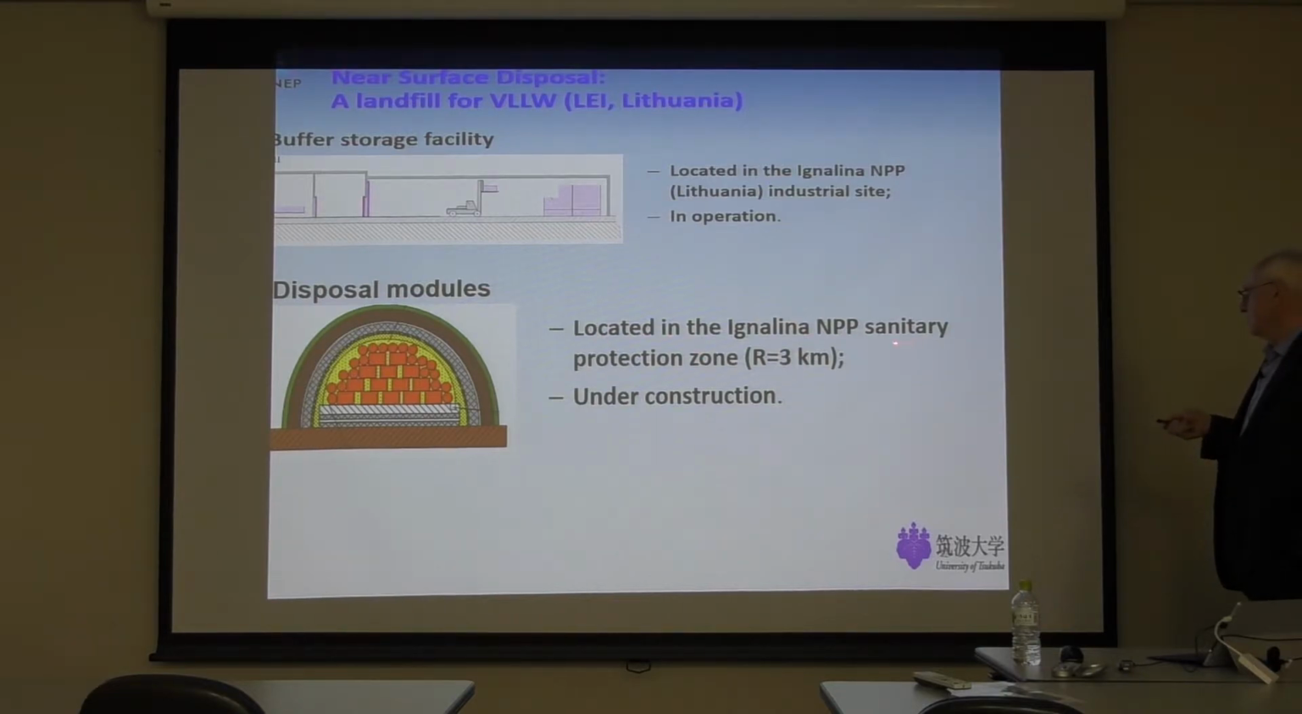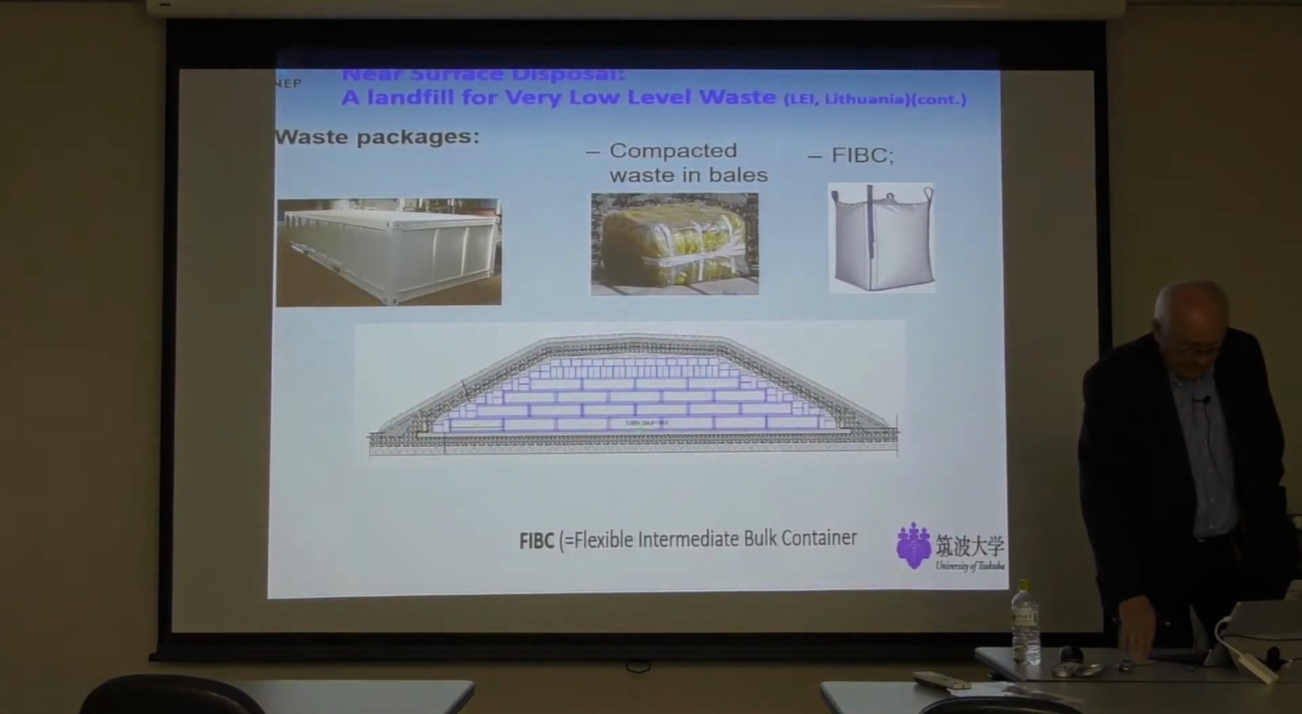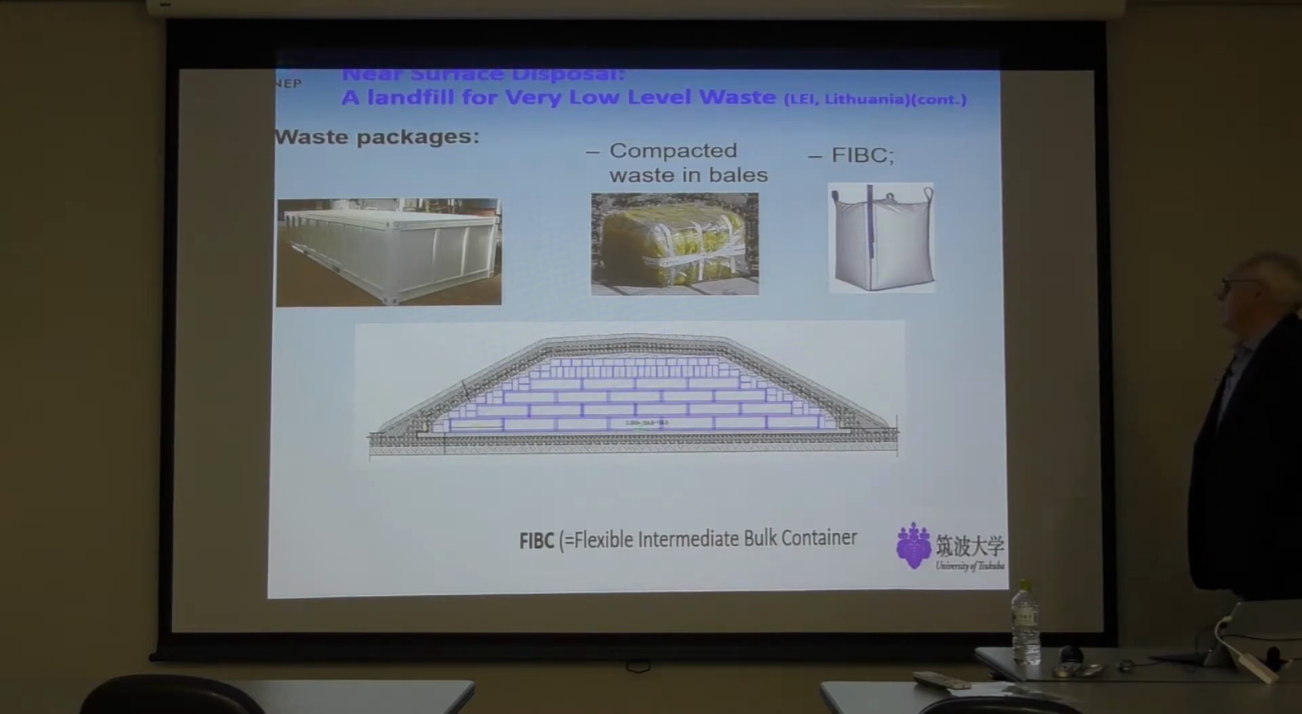And this is also in Ignalina, in the zone of the nuclear power plant. This is the same again, Ignalina. Here you see the waste packages. Waste is compacted, or it's packed in such flexible intermediate bulk containers. Again, here's the waste, and this is surrounded by barriers to prevent leakage.